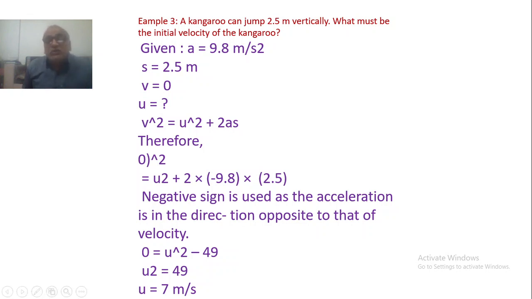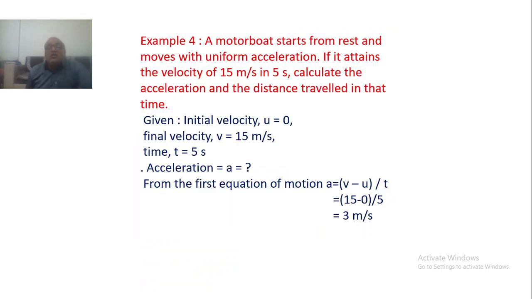The third kinematical equation we use here, v square is equal to u square plus 2as. Therefore, what's the initial velocity? Final velocity, it will stop and then come down, that is 0. 0 square is equal to initial velocity u square, which we want to find, plus 2 into acceleration minus 9.8 into s 2.5 meter. That is 0 is equal to u square minus 2.5 into 9.8, 49. That is u square is equal to 49. Taking square root, u is equal to 7 meter per second. Initial velocity is 7 meter per second. That's why he goes 2.5 meter high.